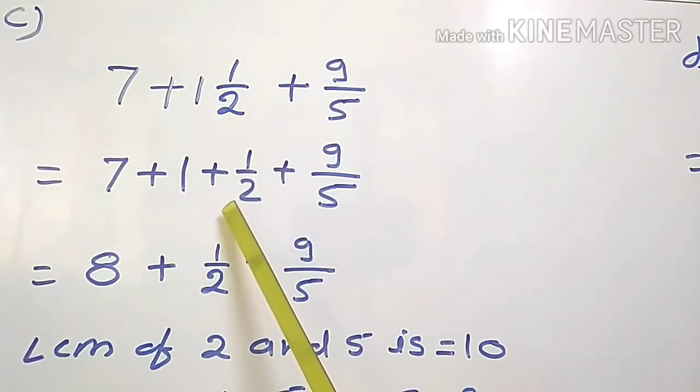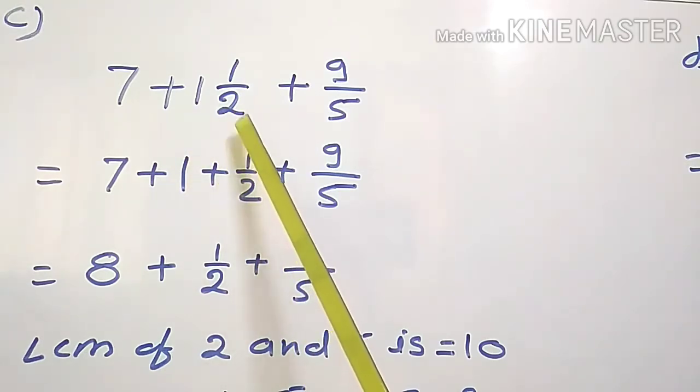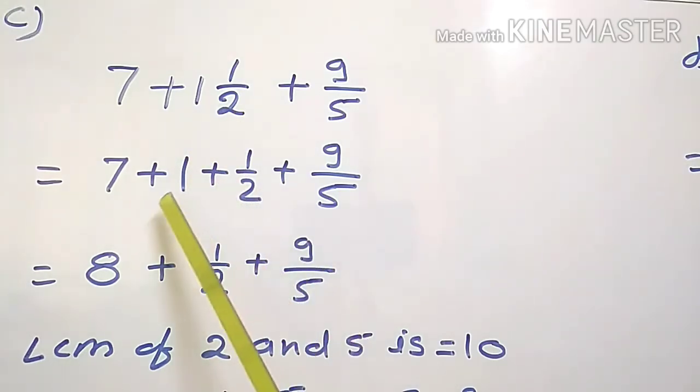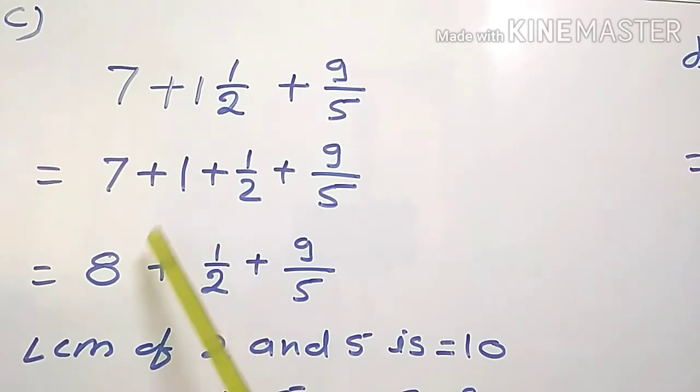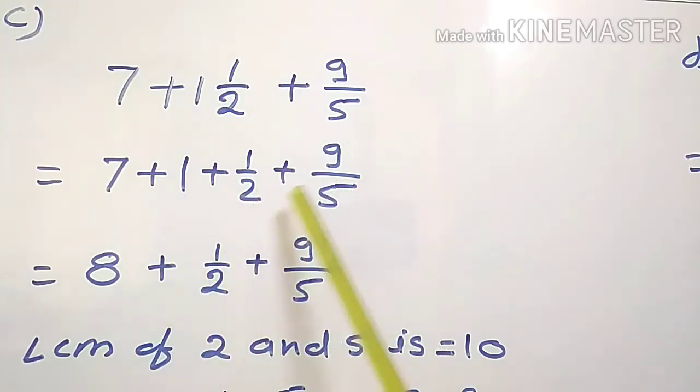For addition, separate the whole number part and the fractional part of the mixed number. Now add 7 plus 1 is 8 and then add the fractional parts. These fractional parts are unlike fractions having denominators 2 and 5. So find the LCM. Both numbers 2 and 5 are prime numbers. So the LCM of 2 and 5 is 10.